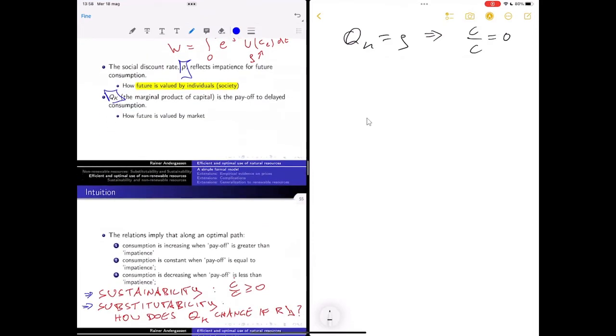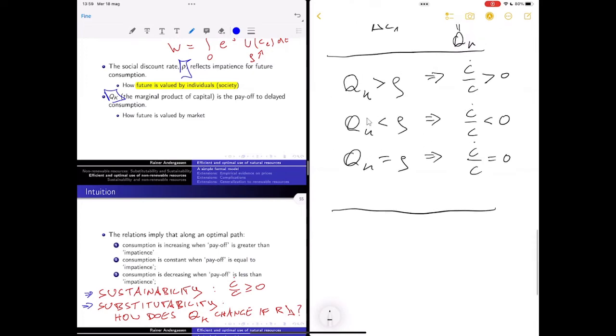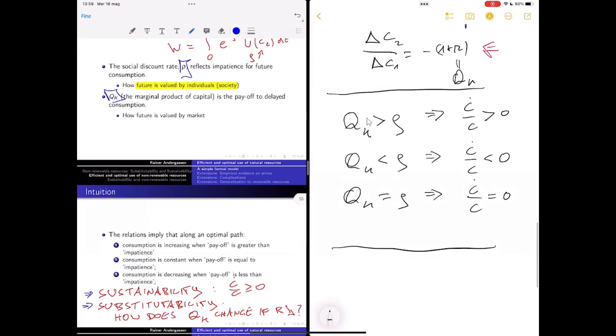Since I don't have notes on this yet, I'm going to write some notes on the right-hand side. I'm going to argue what we can infer in terms of sustainability by looking at the results we've seen. Now remember the discussion we had before the break.